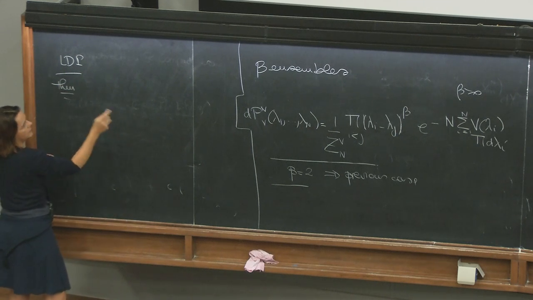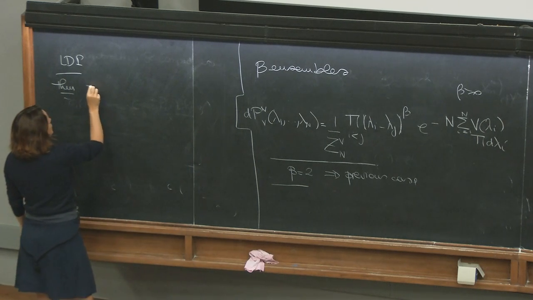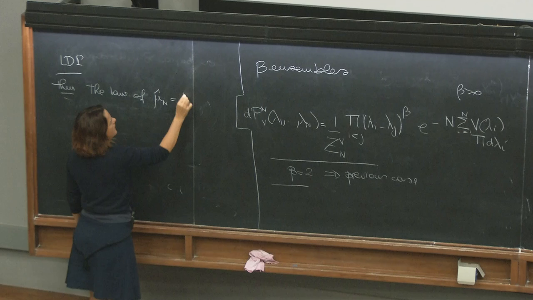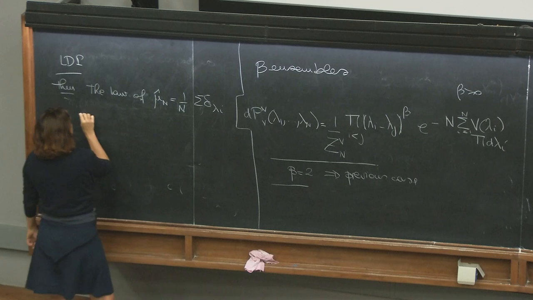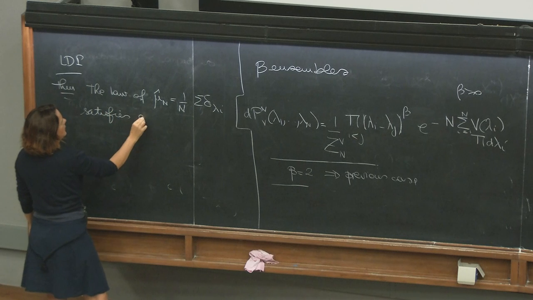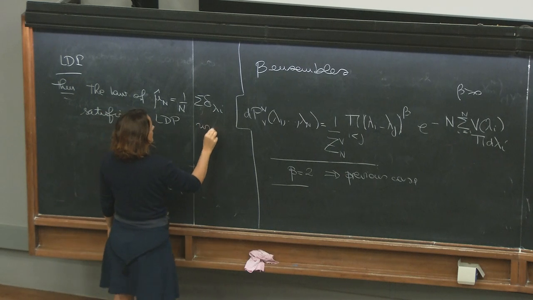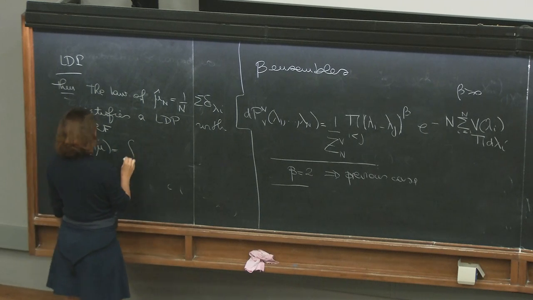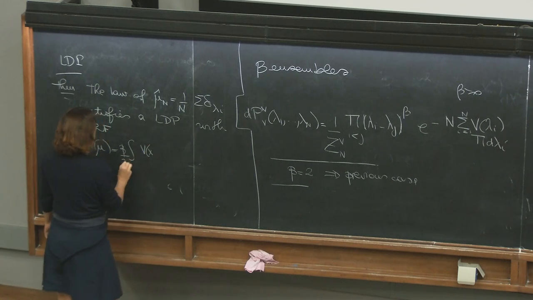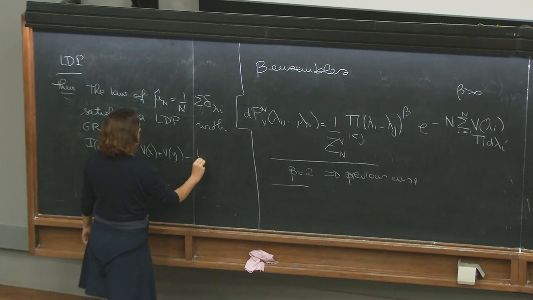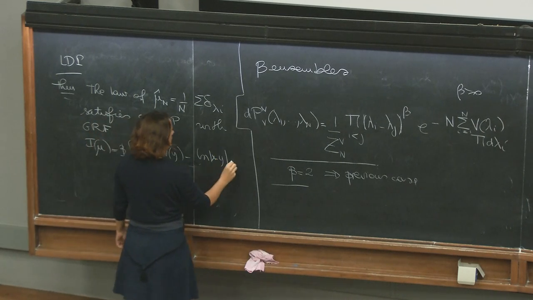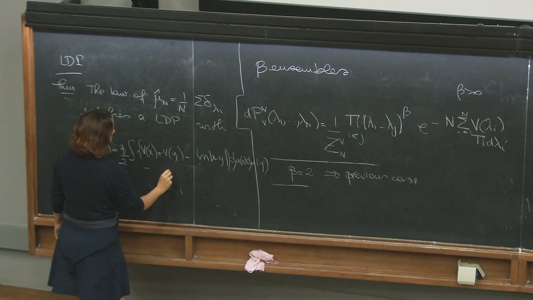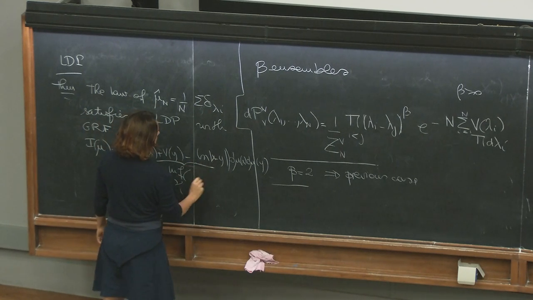The theorem is that, under the same assumption as over there, the distribution of the empirical measure satisfies a large deviation principle with a good rate function, which is I of mu. I write beta over 2 of V of x plus V of y minus log of x minus y, mu x, mu y, minus the infimum of this guy over all measures. Okay, so that this is not negative.